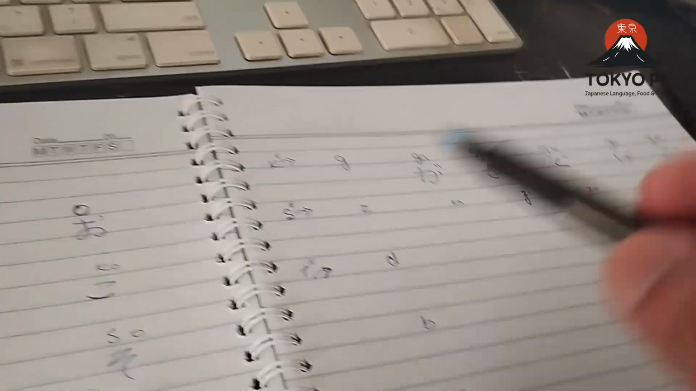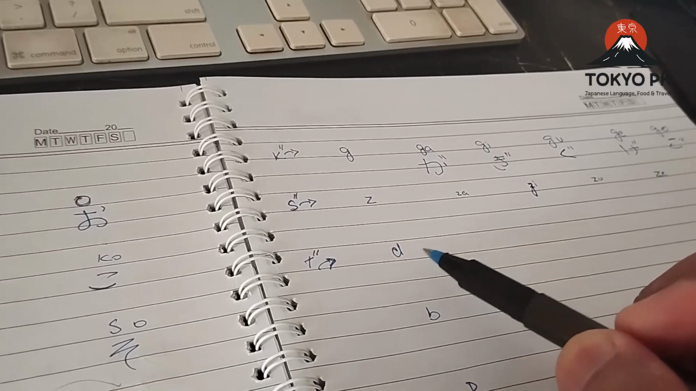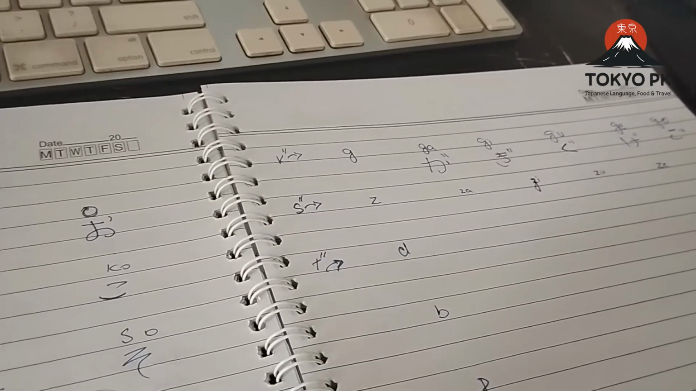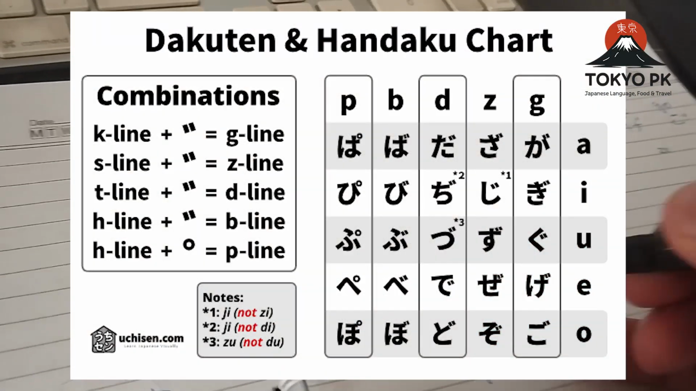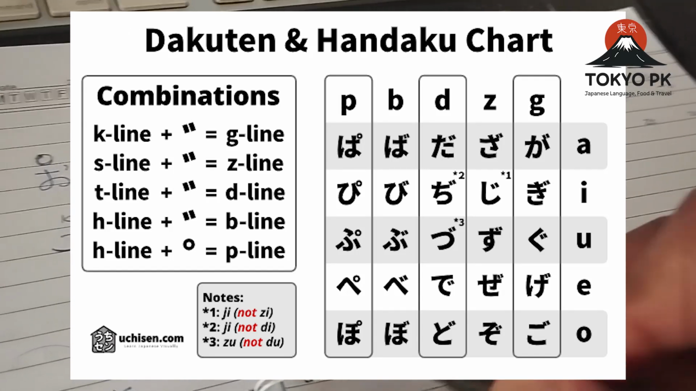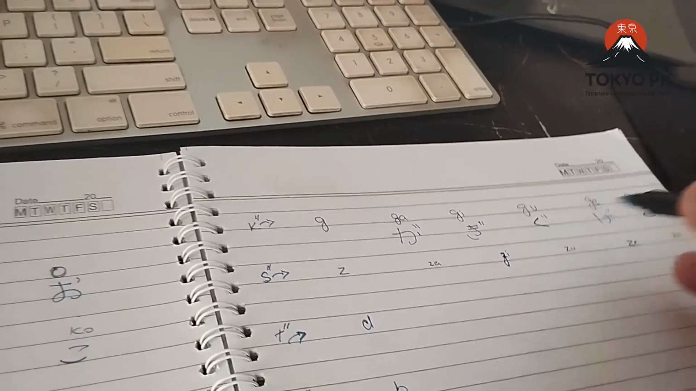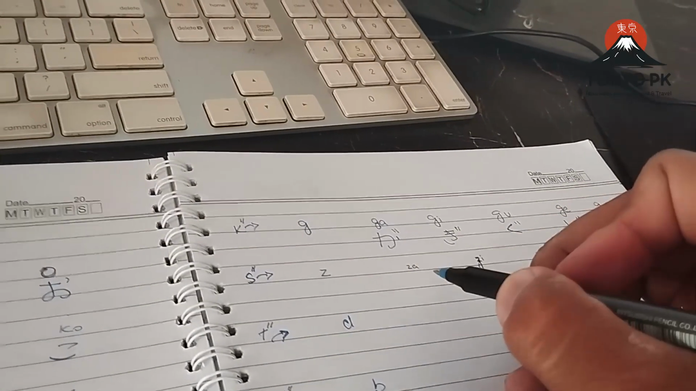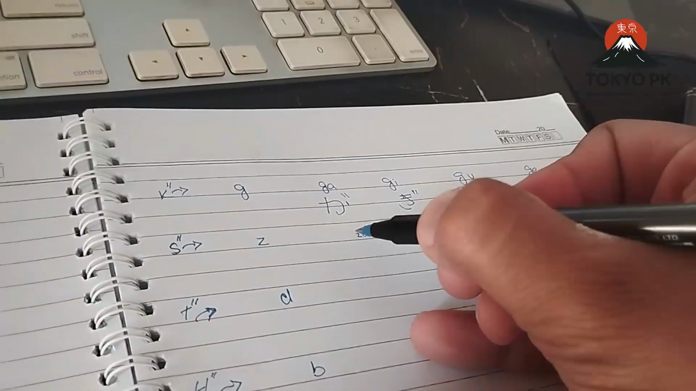Okay, same goes with a double quote on t, it becomes da. Okay, da, ji, zu, de, do. And then same goes with h. If we change that, it becomes ba. And then another alteration with h will make it pa. Pa sound, okay? Very simple. So ga, gi, gu, ge, go. Now za, ji, zu, ze, zo. Okay. How do we write za? Same, just like we wrote s.